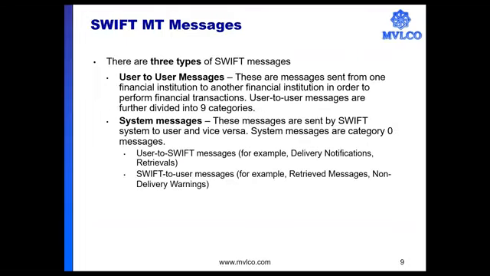The second kind of message which you have are the system messages. The system messages are sent by the SWIFT system to the user and vice versa. In this you could have user to SWIFT messages. The user creates a message, for example, he wants a delivery notification or he wants to retrieve something. In that case, he will request the SWIFT system that he would like to retrieve the past messages. So this is a message created by the user to the SWIFT system. When the system receives this retrieval message, it will actually retrieve those messages and present them to the user who wants them. So I could have 2 types: user to SWIFT and SWIFT to user. These messages are category 0 messages.